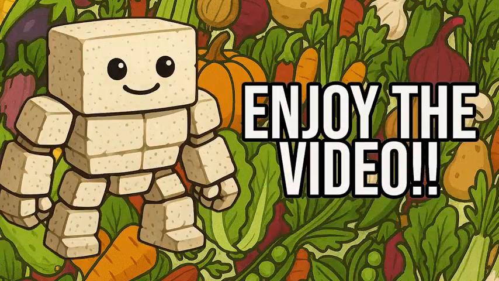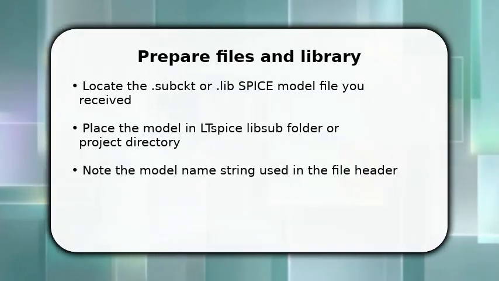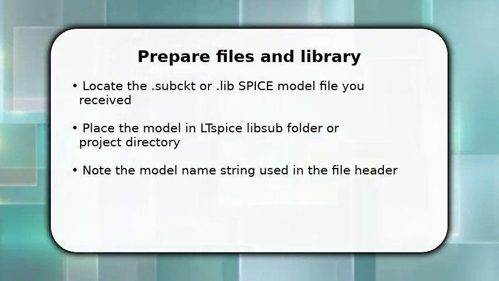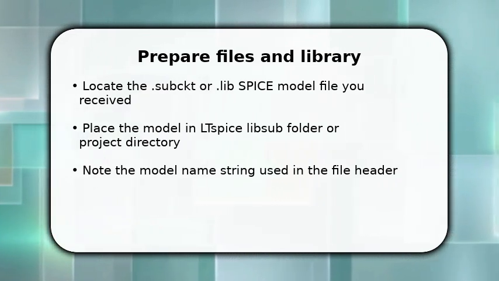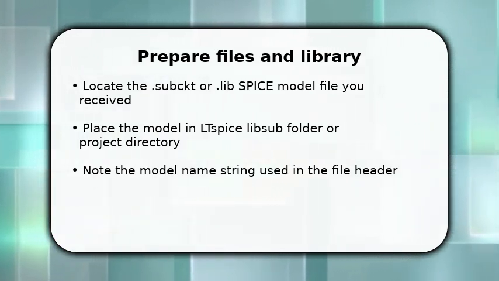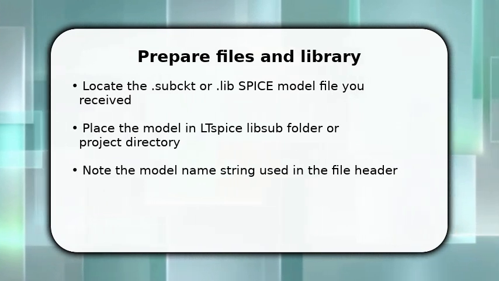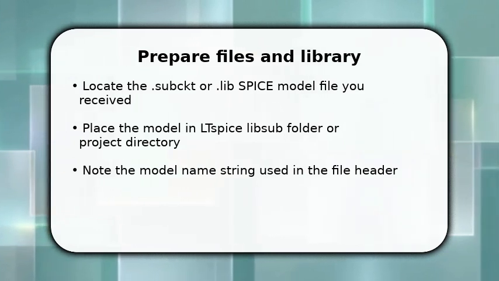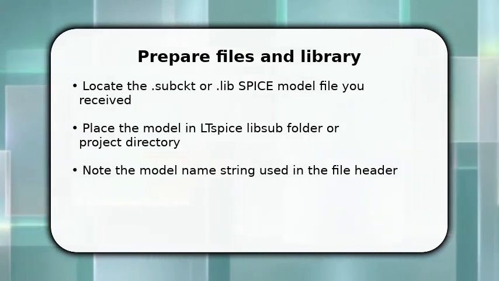Please enjoy the video. You start by organizing files so LTspice can find the model. Place the .sub, .ckt or .lib file in the LTspice lib/sub folder or next to your schematic. Open the file and confirm the subcircuit name. You will reference that exact name in the schematic. Once done, you know why this matters.